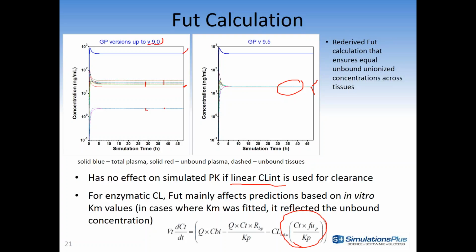It really is going to be affecting simulations only when you are modeling the clearance via a specific enzyme. And in cases where you were fitting the Km value, the Km value would be fitted to reflect the concentration, so there might be just a shift in the Km value to account for this difference between the unbound concentrations. The main effect that you may see is what the predictions look like when you start working with in vitro Km values and start doing the predictions for in vivo. That's where you might start seeing the biggest difference in the predictions.